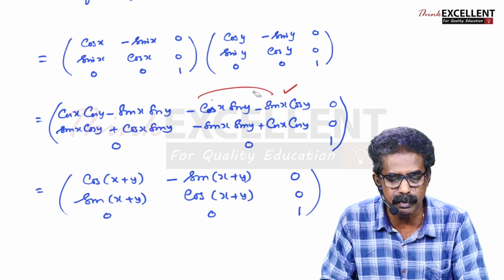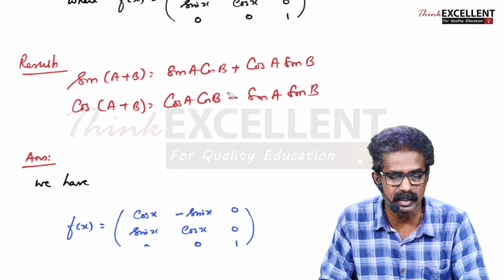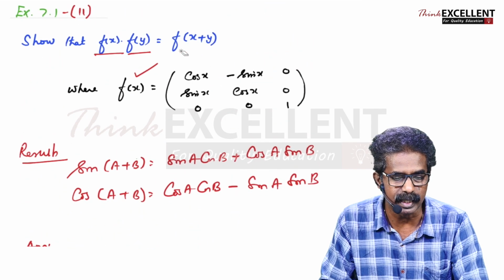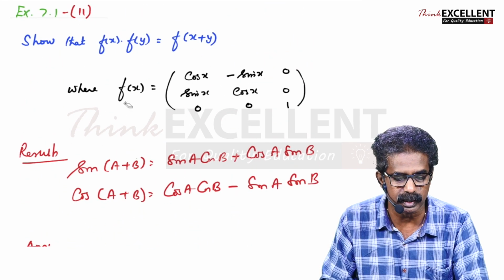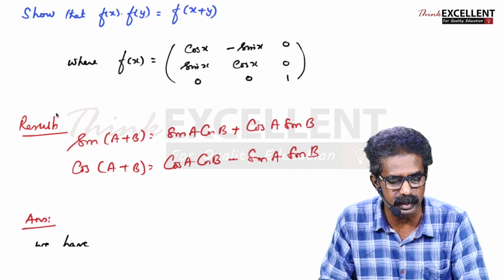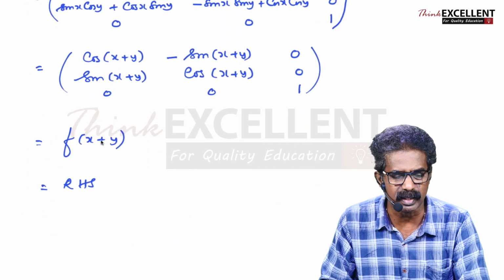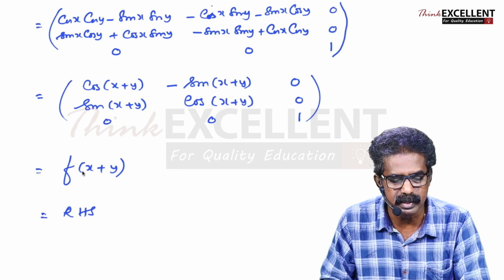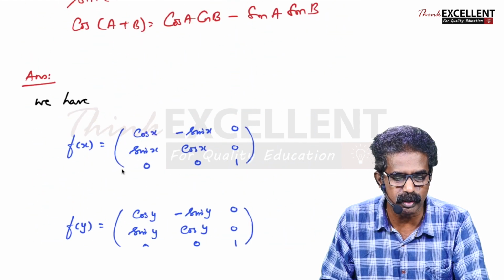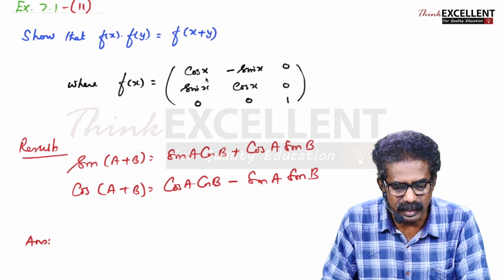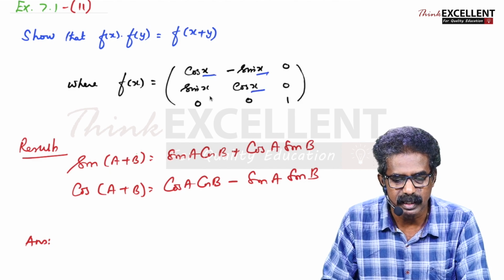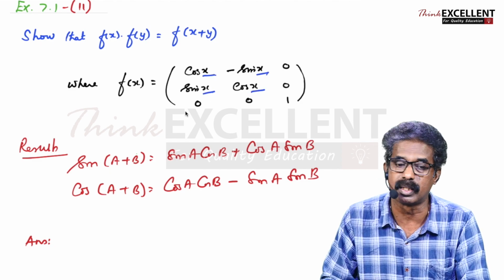So to do this sum, you need those results. Which results? Sin(a+b), sin(a-b), and cos(a+b). You must be thorough with those, then you can prove that sum very easily. And this is the same as f(x+y). F(x+y) means in f(x), wherever x comes, you have to put x+y. The remaining terms stay the same.